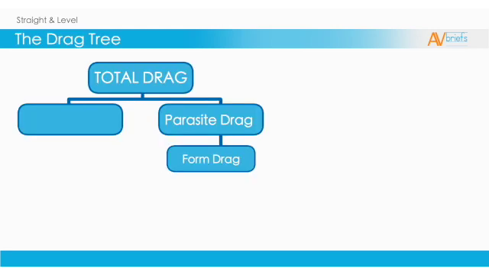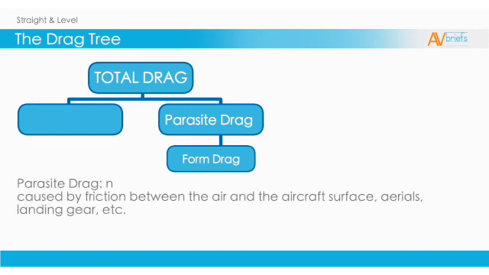There are several different types of drag. They can be organized into different branches of drag, in what is known as the drag tree. The total drag is the culmination of all of the different types of drag together. On one side of the tree, we have what's known as parasite drag. Parasite drag is caused by friction between the air and the aircraft's surface, aerials, the landing gear, etc.